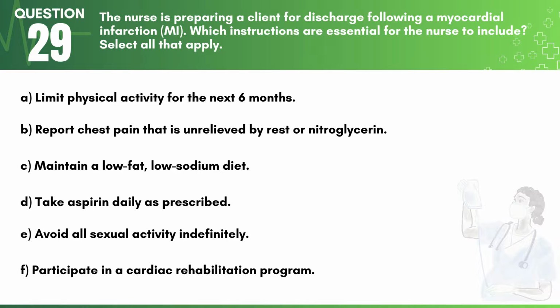Question 29. The nurse is preparing a client for discharge following a myocardial infarction, MI. Which instructions are essential for the nurse to include? Select all that apply. A. Limit physical activity for the next 6 months. B. Report chest pain that is unrelieved by rest or nitroglycerin.